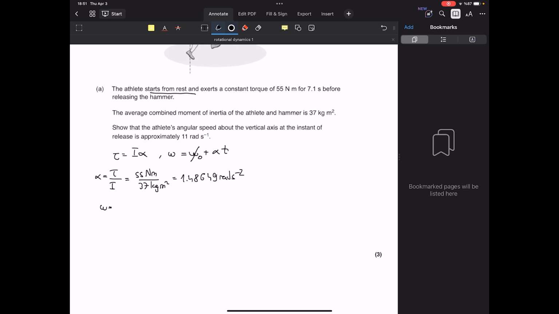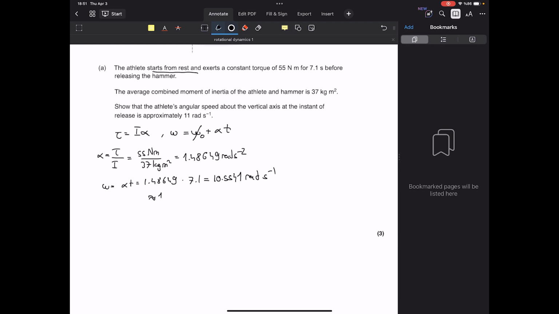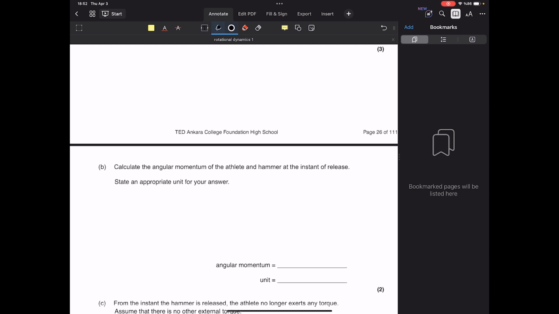And omega is going to equal alpha t, which is 1.48649 times the time, which is 7.1 seconds. That's going to equal 10.5541 radians per second, which is indeed approximately 11 radians per second. So that's nice. Next, we need to calculate the angular momentum of the athlete and the hammer at the instant of release. And we need an appropriate unit.